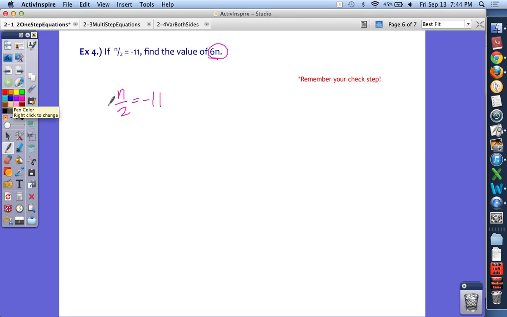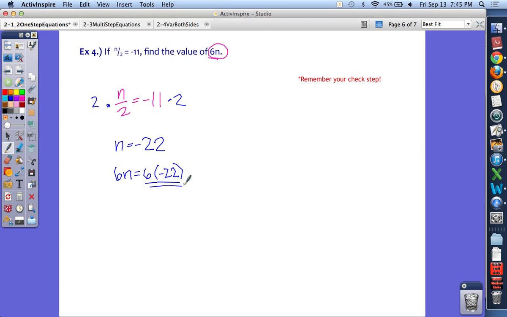Whatever you do to one side, do to the other. To cancel out the 2, we'll multiply by 2. N is equal then to negative 22. Don't circle that because I want to know the value of 6n. So then 6n is going to be equal to 6 times that negative 22. Show your teacher that work.